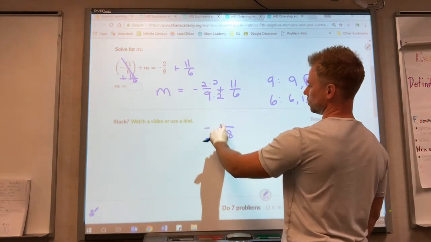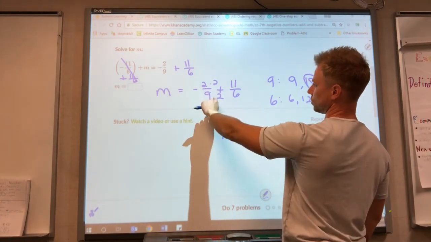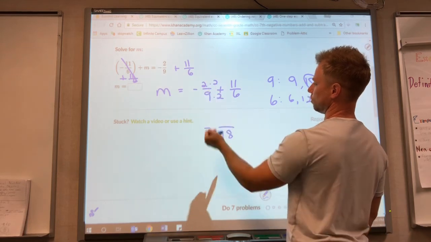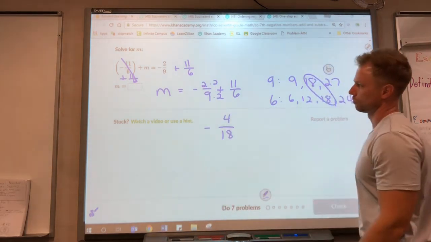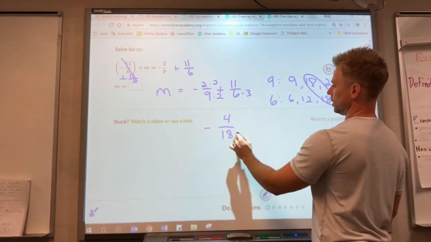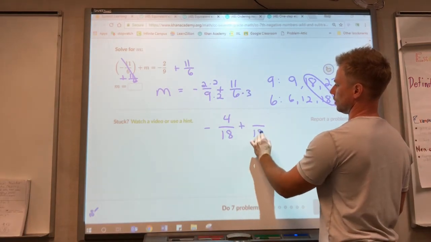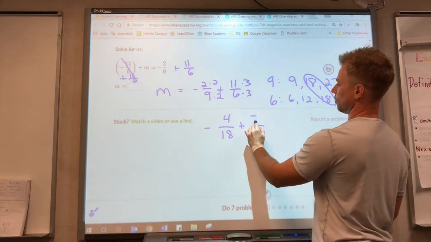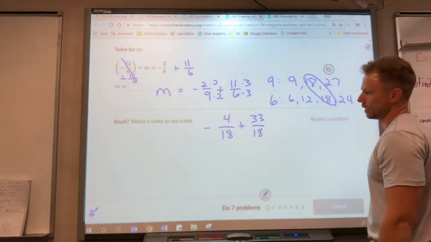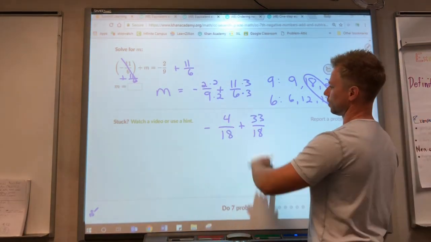So we multiply 9 by 2 to get 18. We do the same thing on the top that we did on the bottom. Multiply by 2, which is 4. 6 times 3 is 18. We multiply by the same thing on the top. We get 33. We can see they're unlike, negative and positive.